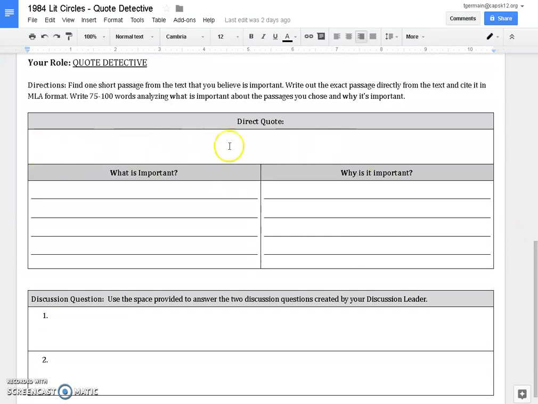So instead of talking in generalities, you're going to put an exact quote, probably a few sentences, maybe even a short paragraph from the text in here that seems like it's pretty important to you, or seems like it's something that's going to become important later on. Write the passage out over here, analyze what is important about it, and analyze why it's important over here. So there's 2 types of analysis happening. What is it and why is it important?